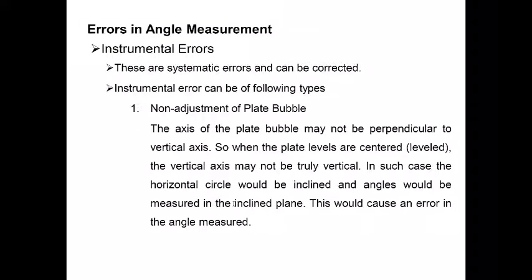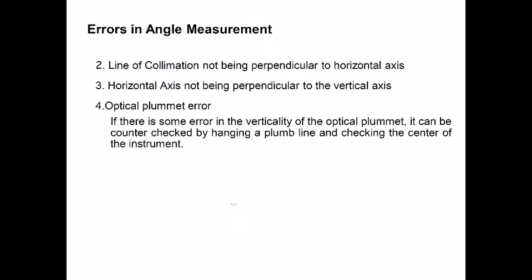So, some errors in angle measurement. We can have systematic errors or unsystematic errors: the errors which remain constant through every reading, and errors that keep on changing with every reading, so they can be random errors. And they are due to a number of different reasons. One reason is non-adjustment of plate bubble. That means even though your bubble tells you that your instrument is level, in essence it is not. That means the axis is not exactly perpendicular to the vertical axis, and that can introduce error.